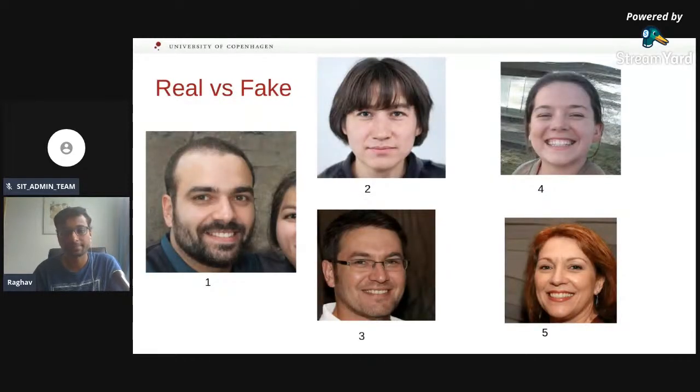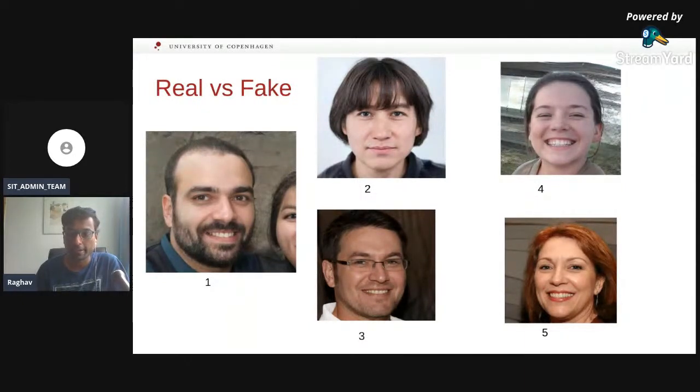For instance, here there's a quiz. I'm also going to look at the chat now. There are these five images here. Look at them and tell me which of these are fake. Just type in which of these images you think are real or fake. All right, I'm going to give you 30 seconds and then I'm going to look at the chat. Type in and let me know. Okay, I see some results coming. That's good. I'm going to give another 10 seconds. So which of these images are real or fake?